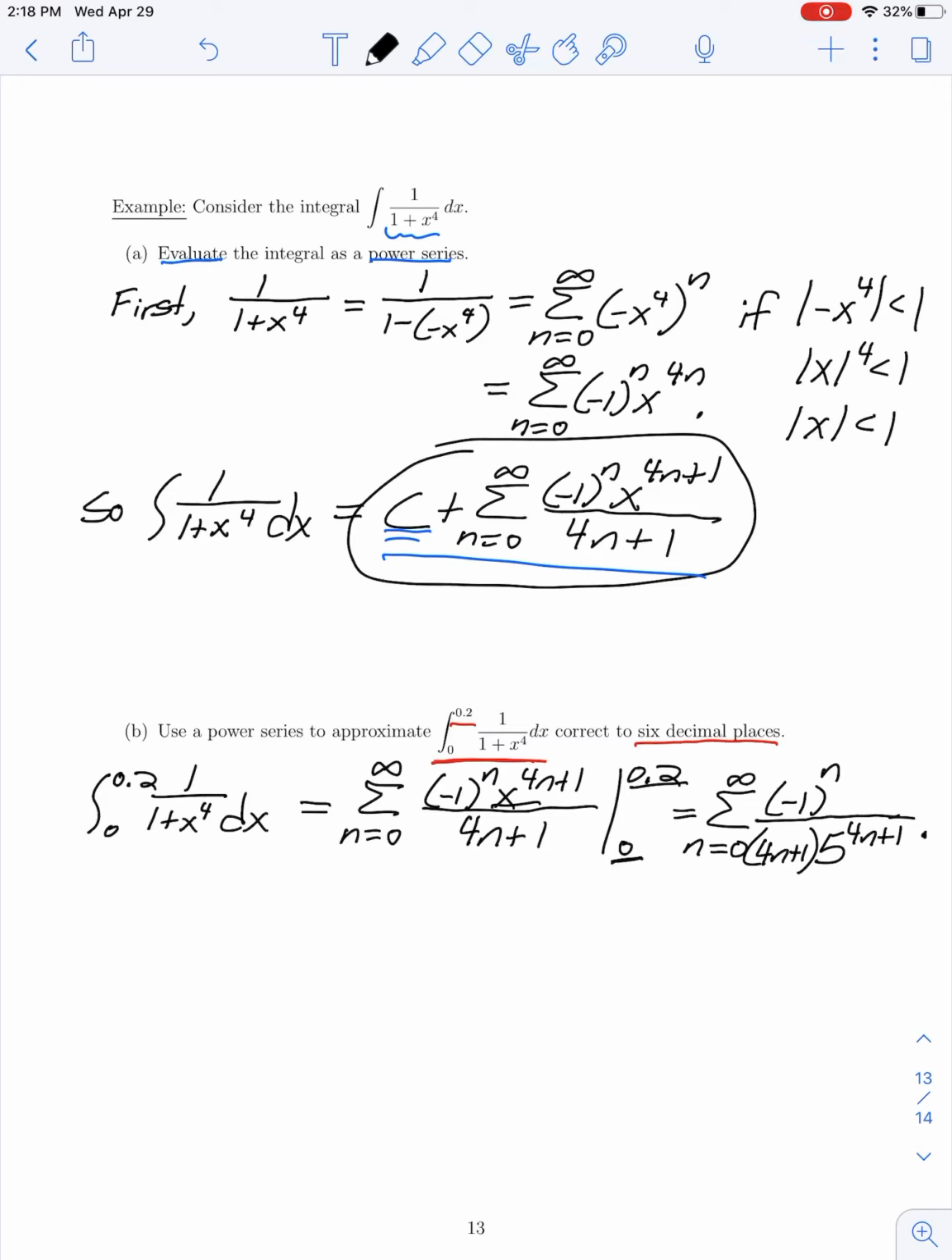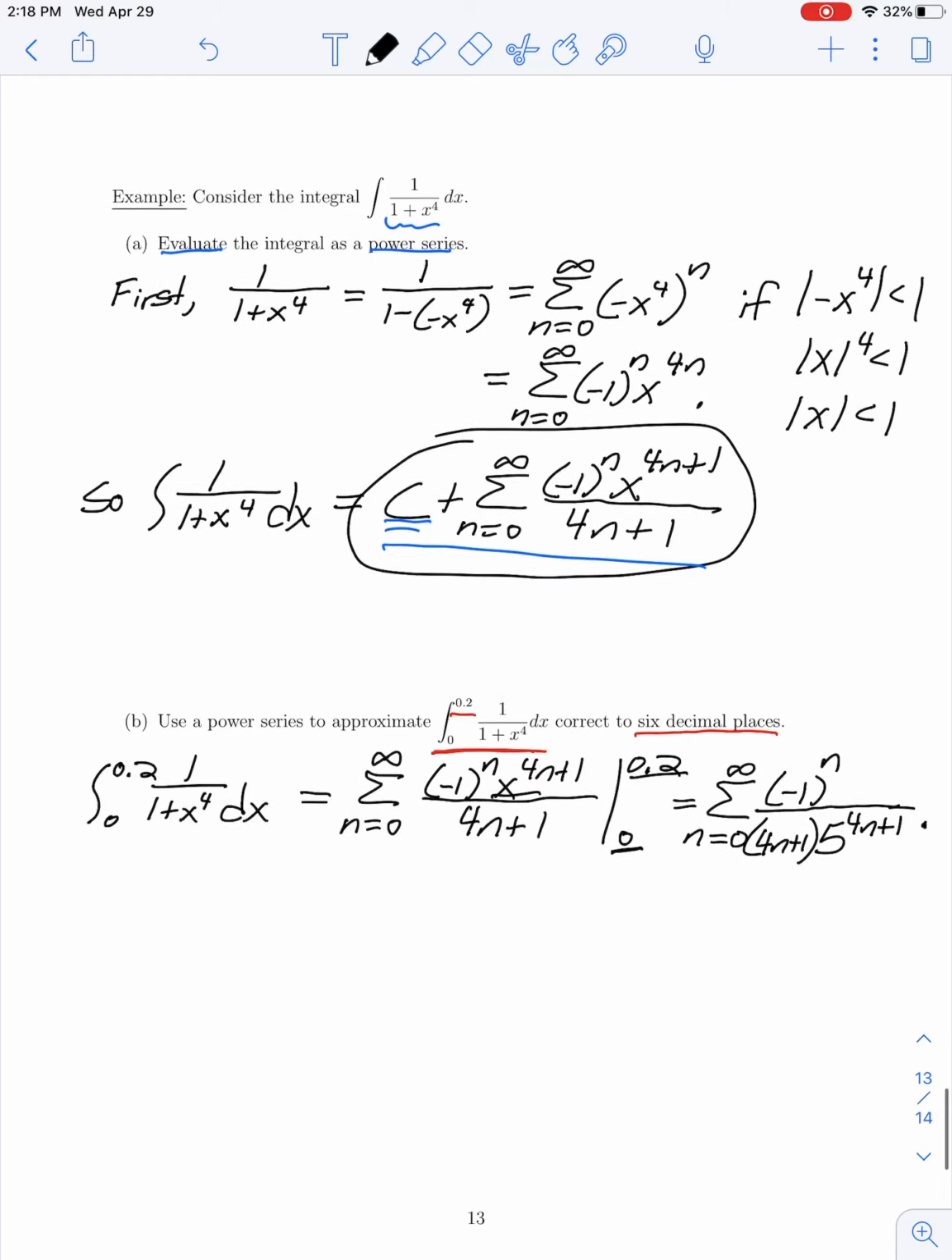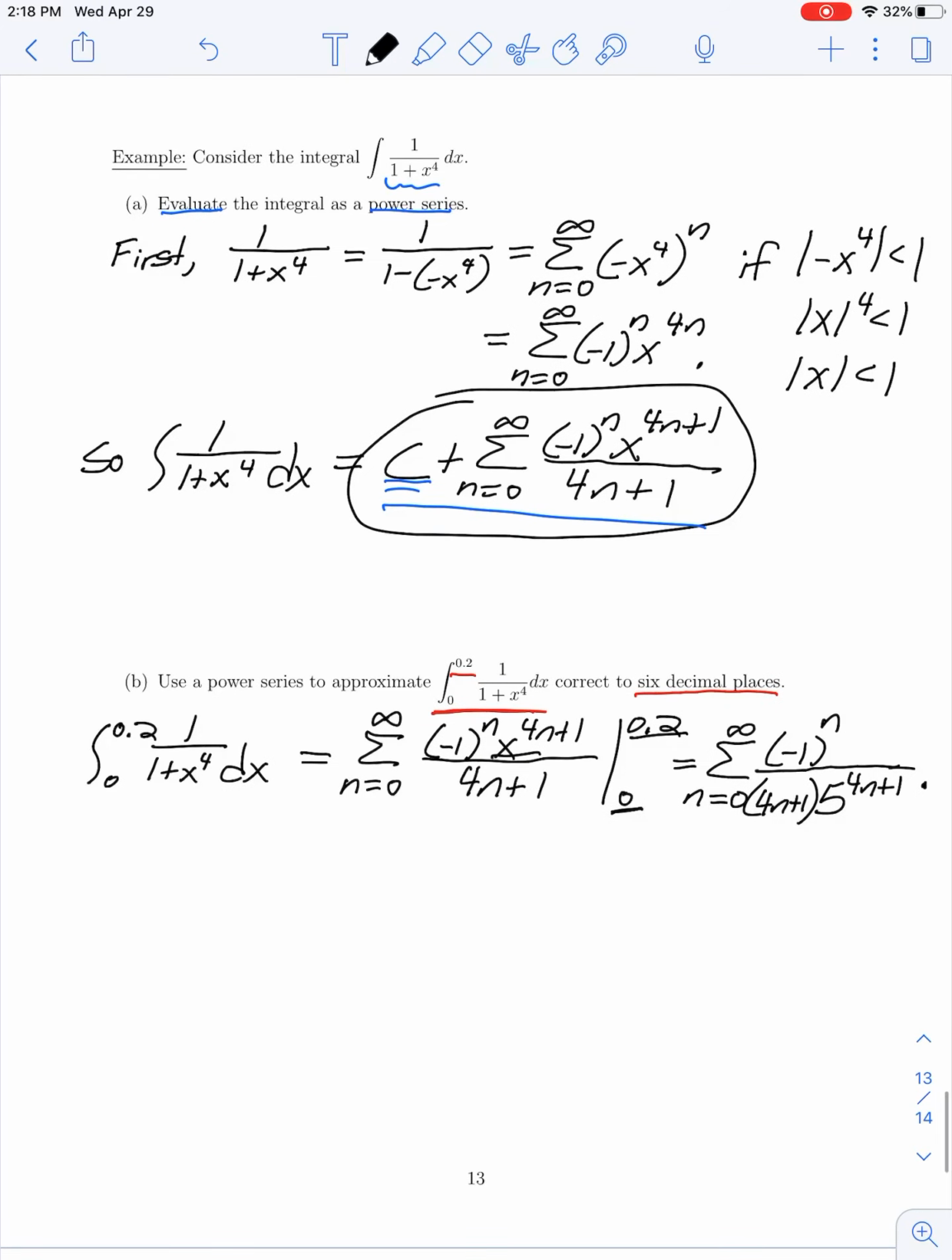Now, to approximate the sum of that series, which would be the value of this definite integral, we can use a partial sum, say the nth partial sum of that alternating series. But I need to know how many terms to add in order to approximate to within the desired accuracy. In this case, we need accuracy to within 6 decimal places. So any time that we're talking about the accuracy in a partial sum approximation of an alternating series, we need to use the remainder estimate for an alternating series.